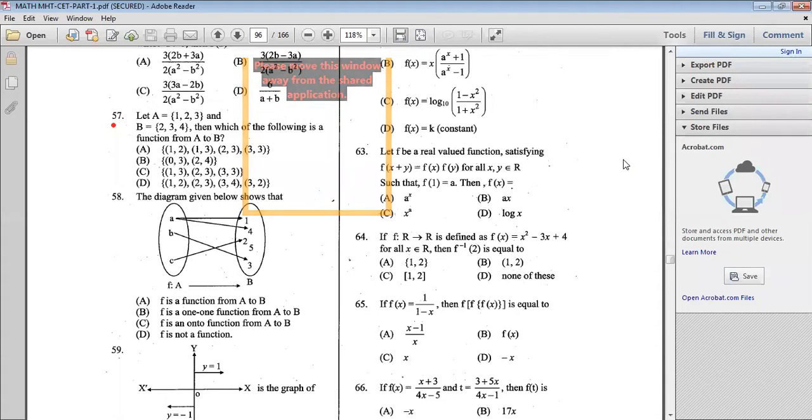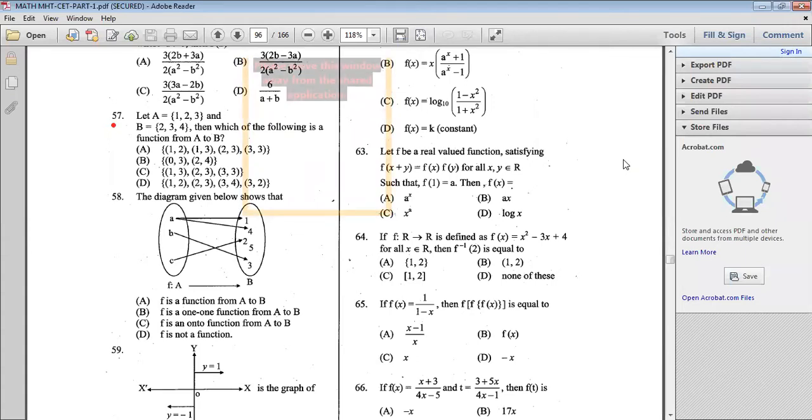The function is Option C: 1, 3, 2, 3, 3, 3. Okay, that is the function. Why not A? Sir, one is related to two. One has two images. Okay, good. Because a function means every element of the set A should have a unique image in the set B. Every element should have only one image. But in option A, 1 has two images, 1, 2 and 1, 3. That's why that is not the function.